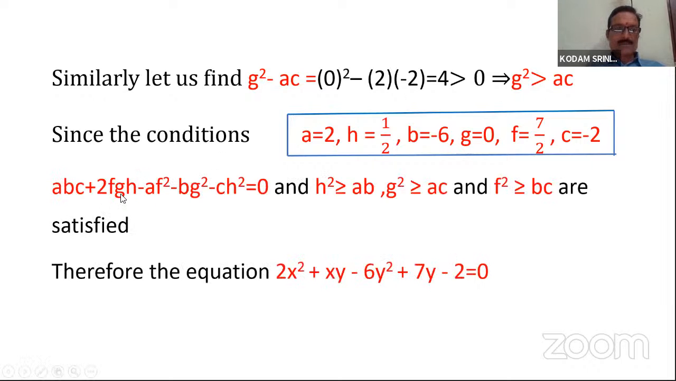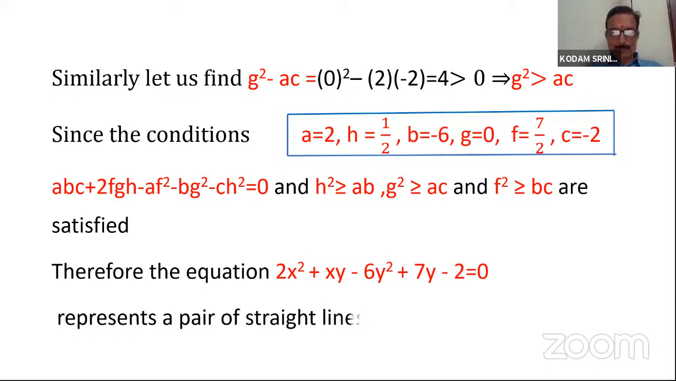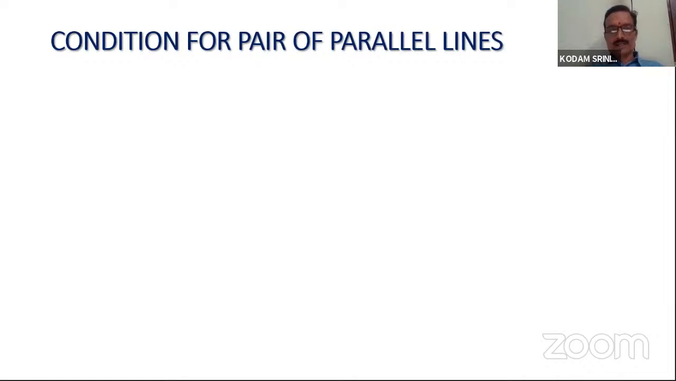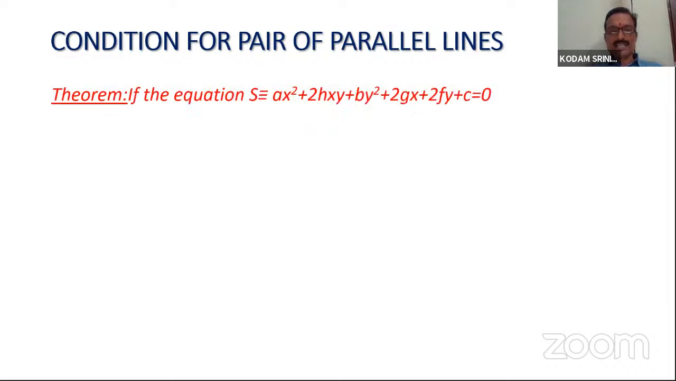So the first condition is ABC plus 2AGH minus A square minus B square minus A square equal to 0. As well as that, we have these two conditions satisfied. Therefore, the given equation, that is 2x square plus x square minus 6y square plus 7y minus 2 equal to 0, represents an equation of a pair of straight lines. Next, the second one, we have to discuss one more theorem, that is the condition for a pair of parallel lines.